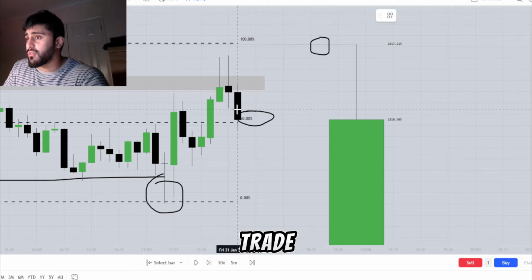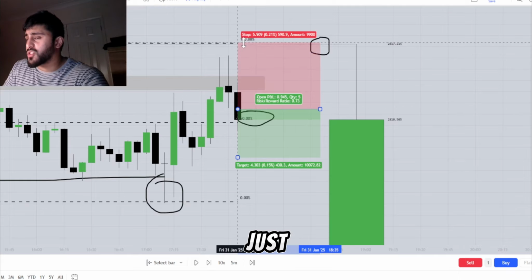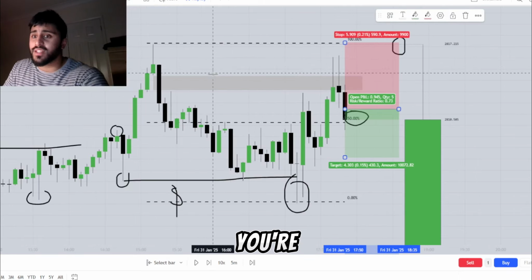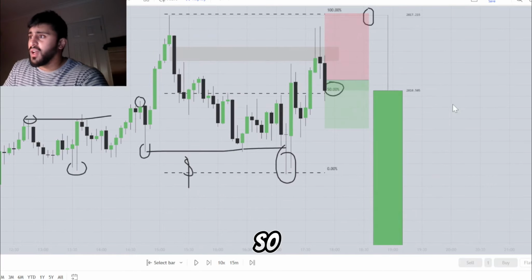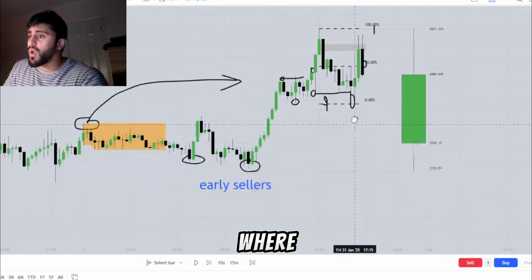So you can take a trade from this position with a stop loss just above the high over here, the high of day. So you're essentially predicting a high of day. Now let's go to the 15-minute time frame and see where we can target, right?